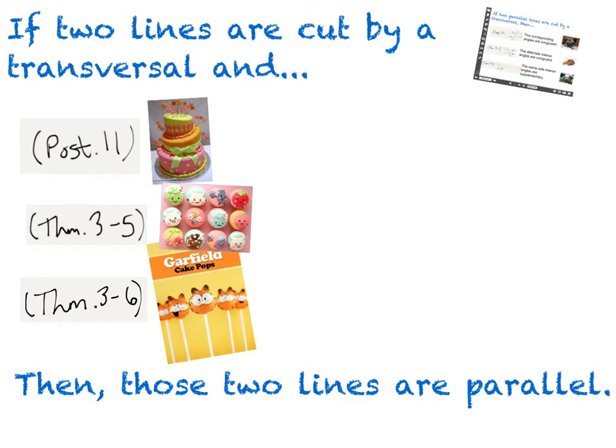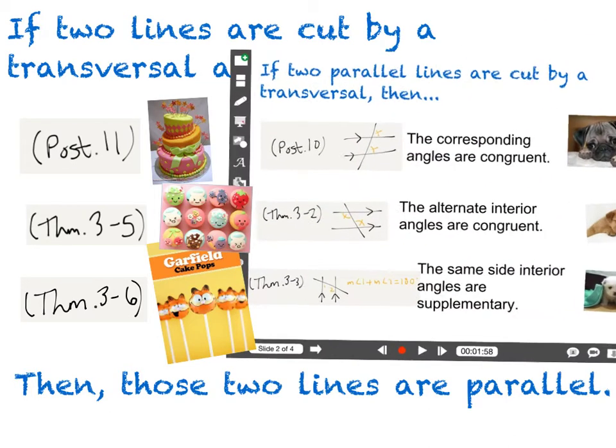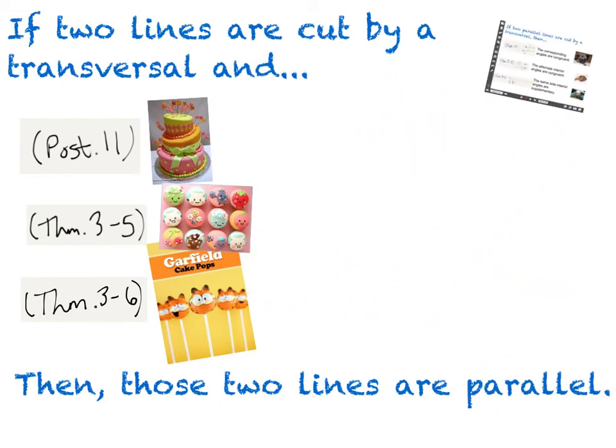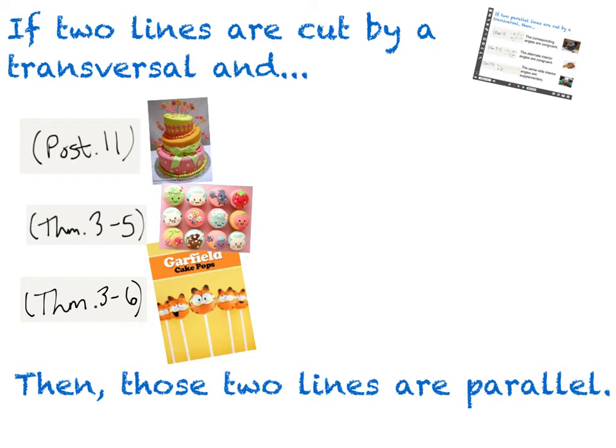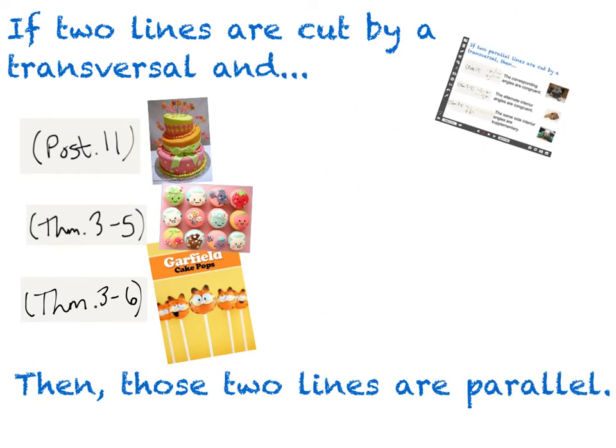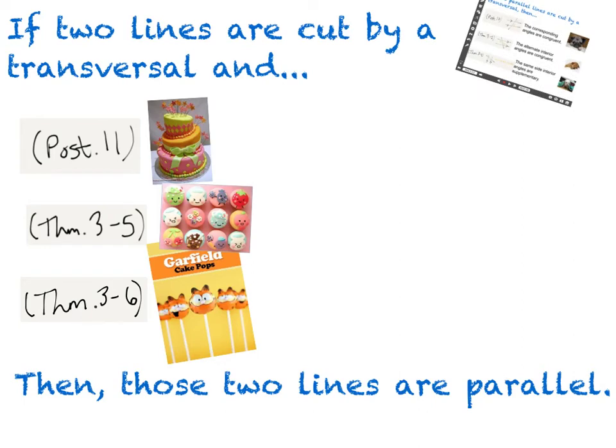All right, now I said that you can't prove lines parallel unless we turn these theorems and postulates, these right here, into their converses, and we're going to use those. Here's how they start. If two lines are cut by a transversal, and we're going to add some extra conditions here, then those two lines are parallel. Let's try the first one. Notice that they said that corresponding angles are congruent. So here's how our first postulate will go.